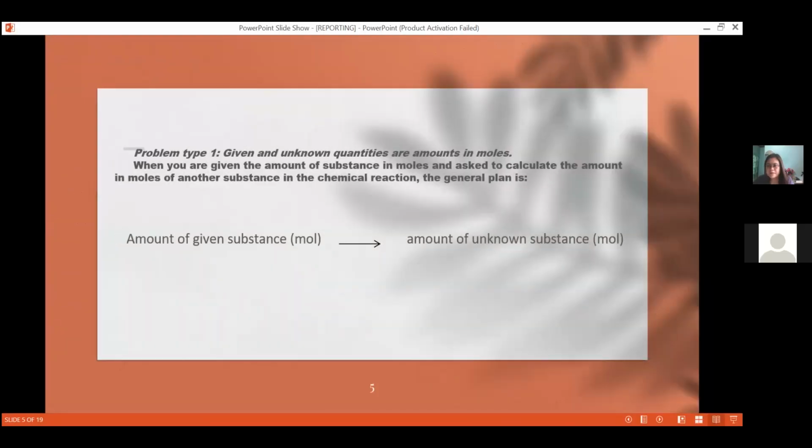So the problem type 1. If the given and unknown quantities or amounts are in moles, so when you are given the amount of a substance in moles and asked to calculate the amount in moles of another substance in the chemical reaction, the general plan is amount of given substance in moles to amount of unknown substance in moles.